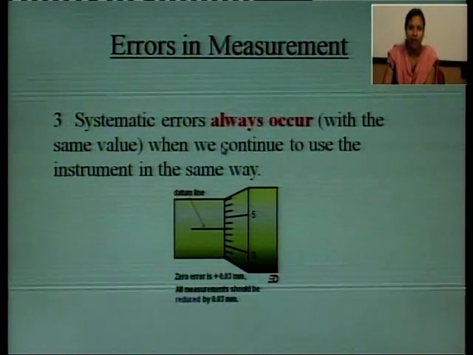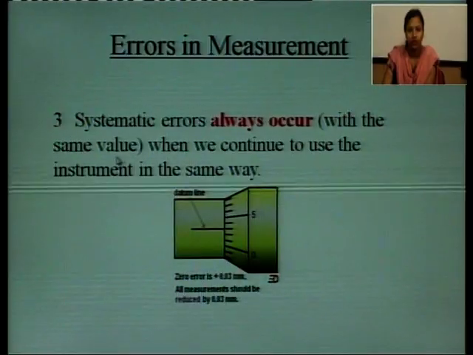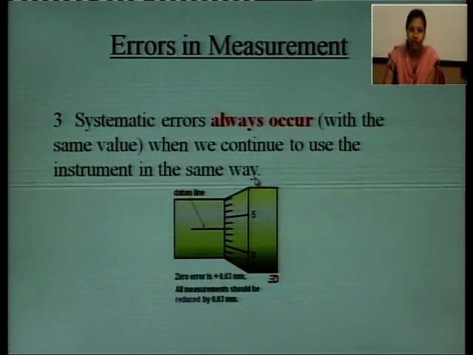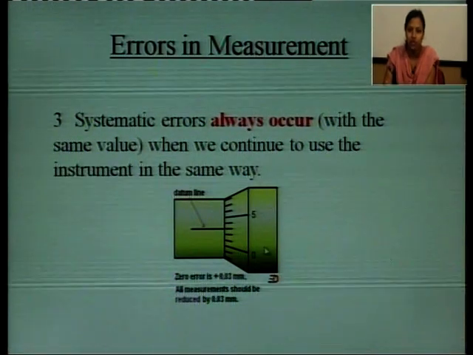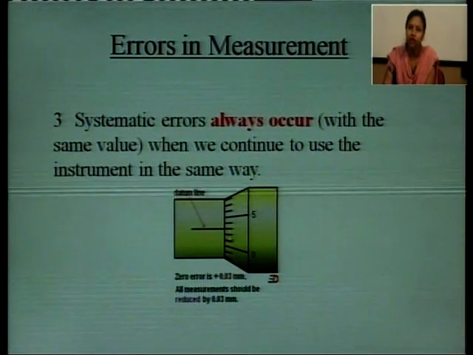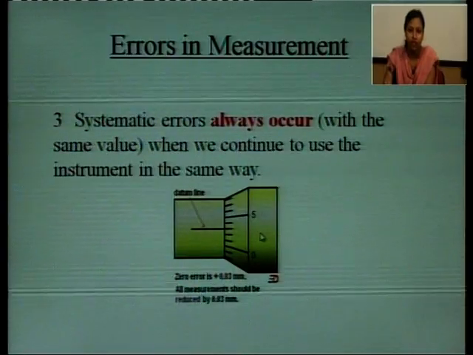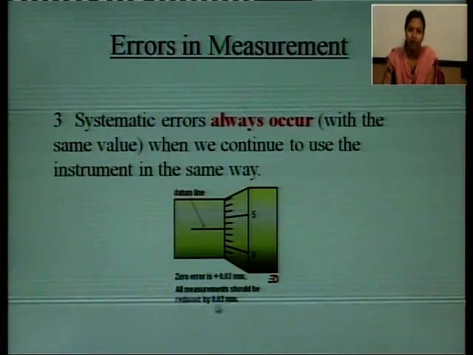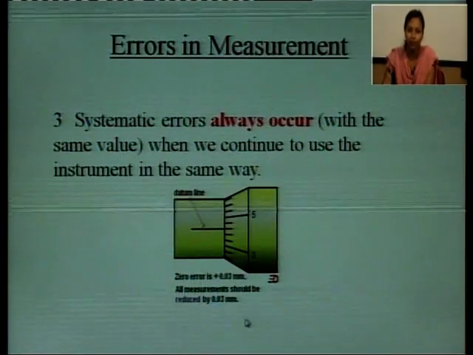The systematic error always occurs with the same value when we continue to use the same instrument in the same way. So there is some error with this particular instrument, and we need to reduce all the measurements by 0.03 mm.